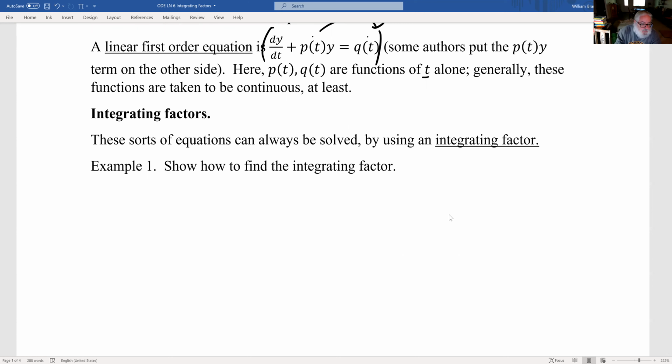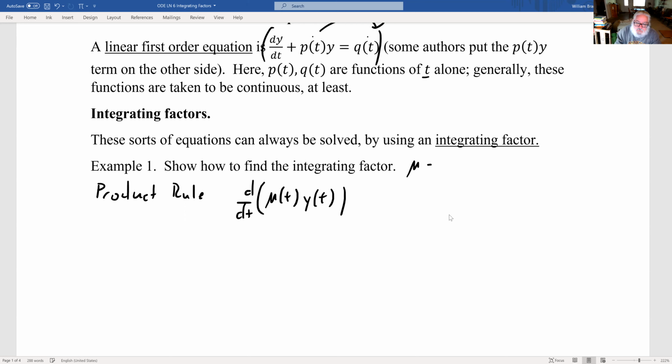So, integrating factor, product rule. Remember the product rule from calculus. The derivative of two functions, we'll call them mu of t and y of t, where this is the Greek letter mu, is the derivative of the first times the second plus the first times the derivative of the second. And you've all seen that.